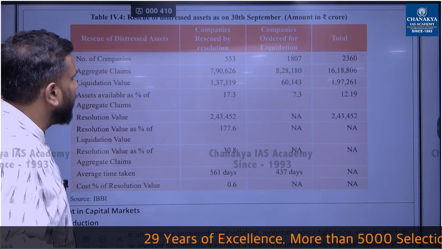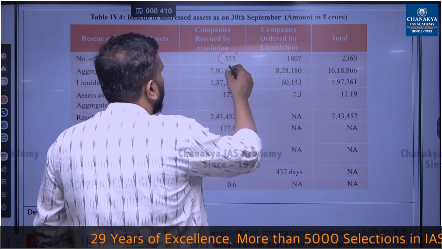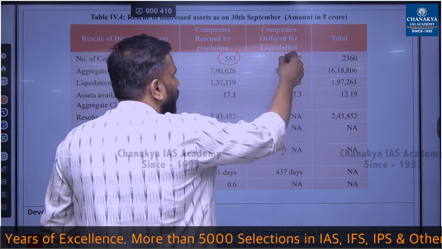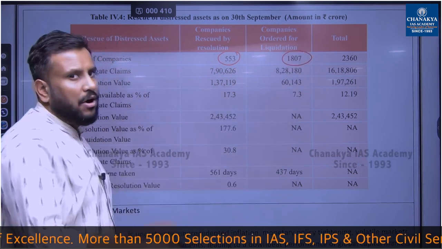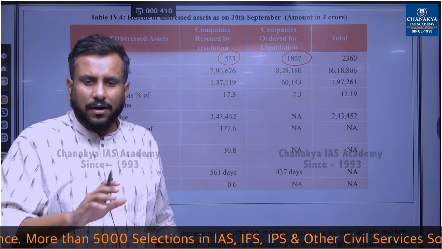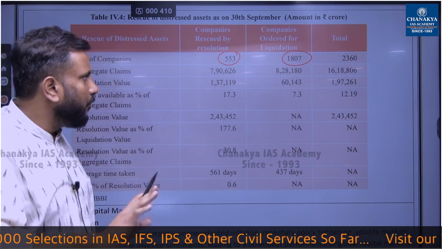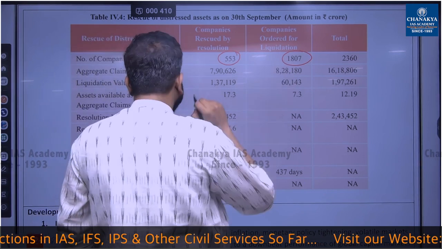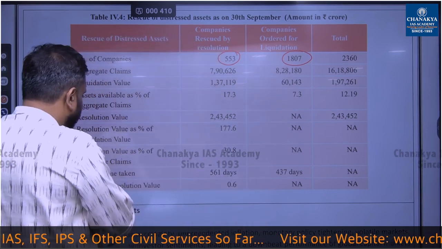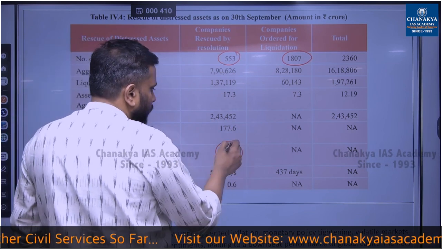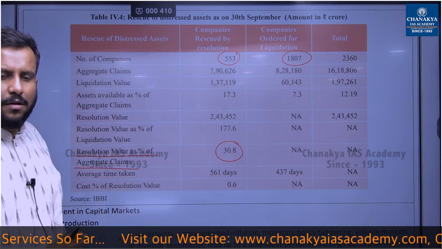Economic survey kehta hai ki 553 companies have been brought under resolution, matlab those companies have been resolved, and 1807 companies were not able to be resolved. Usko resolve karna mushkil tha, that's why those companies were completely sold, those companies were liquidated. So this is how it is. And then aggregate resolution value as a percentage of aggregate claim, that is 30.8. So this figure you have to just remember, 30.8.